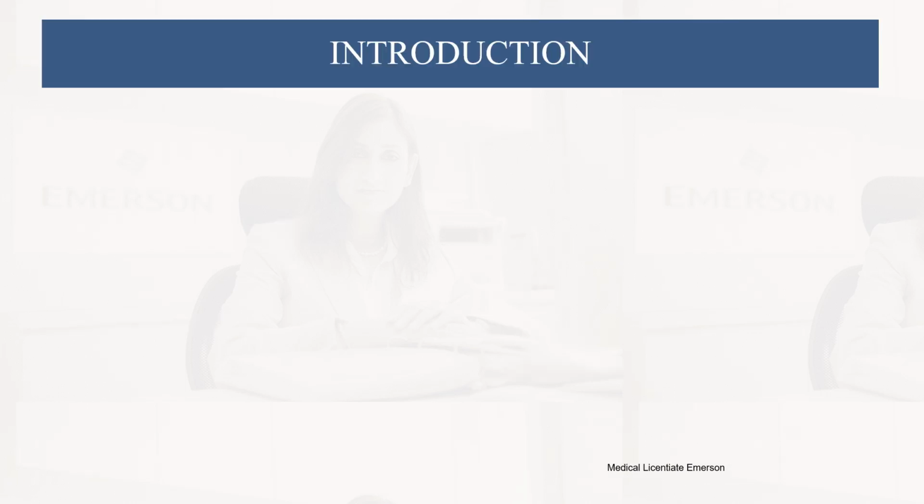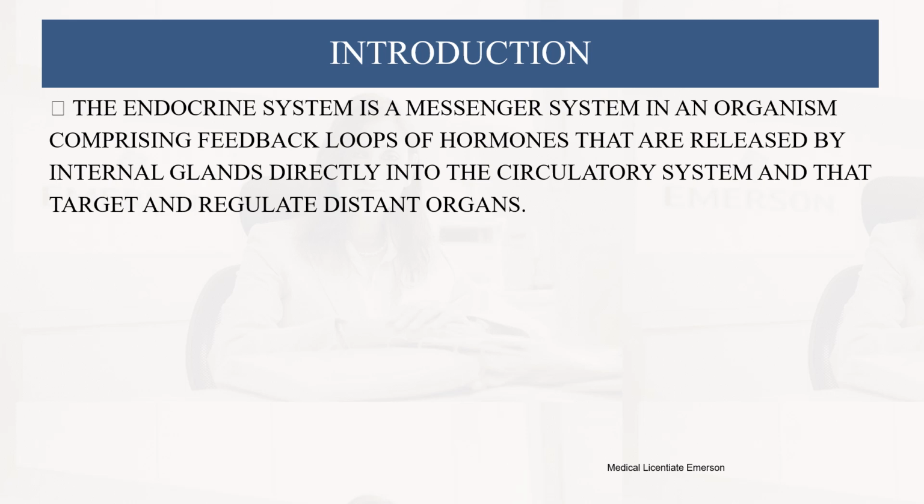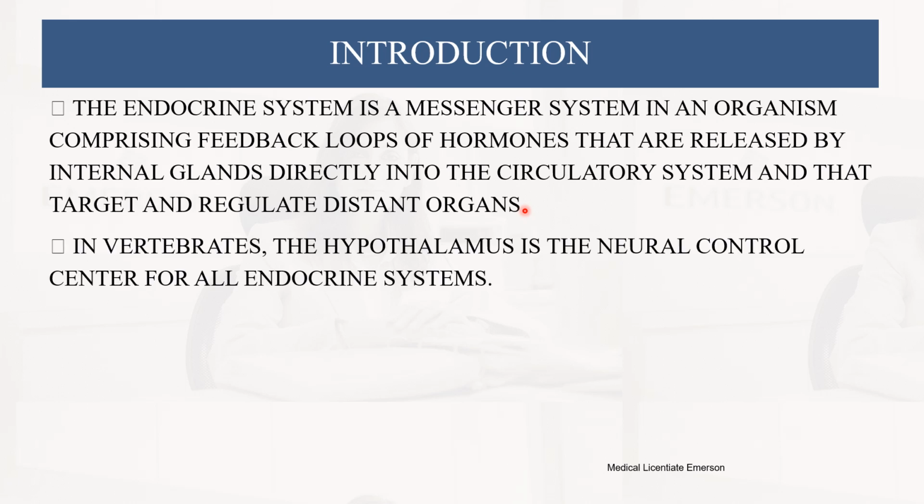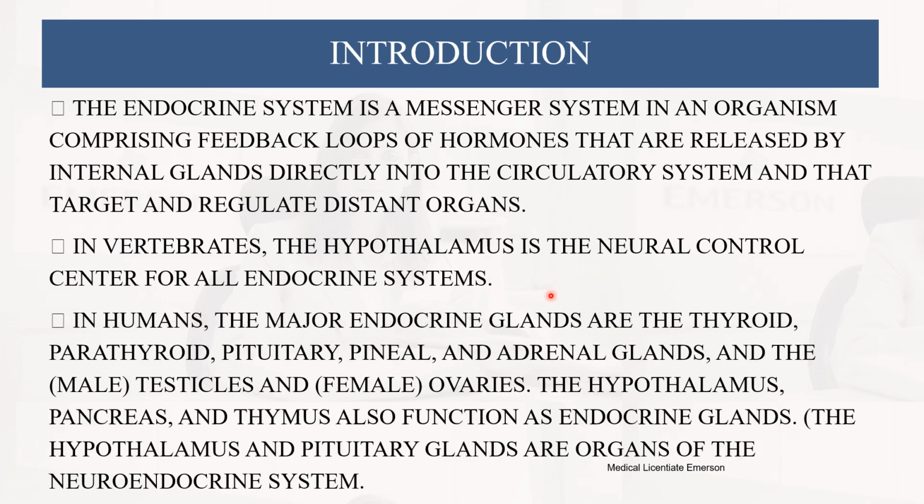So in terms of introduction, the endocrine system is a messenger system in an organism comprising feedback loops of hormones that are released by internal glands directly into the secretory system and thus target and regulate distant organs. Then in vertebrates, the hypothalamus is the neural control center for all endocrine systems.